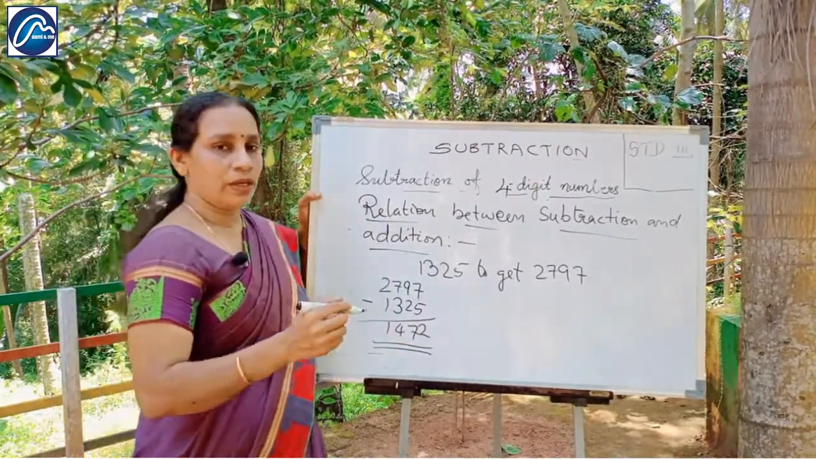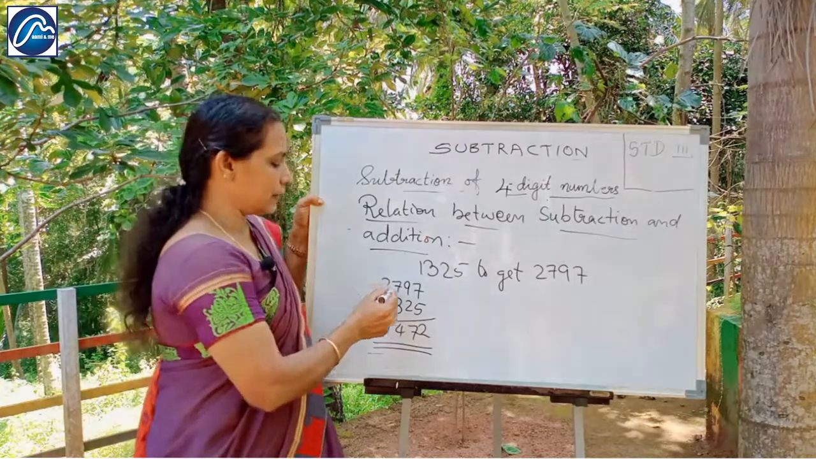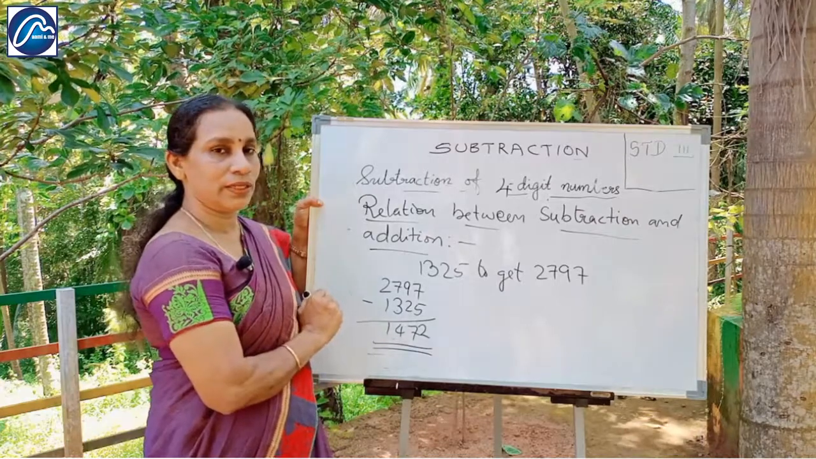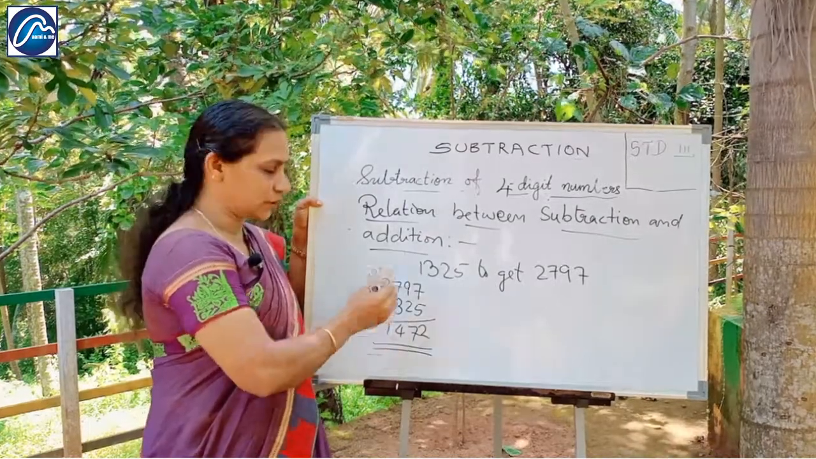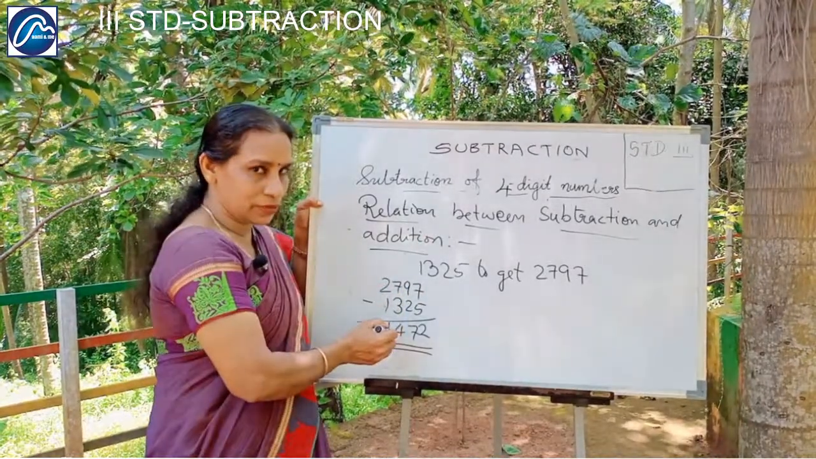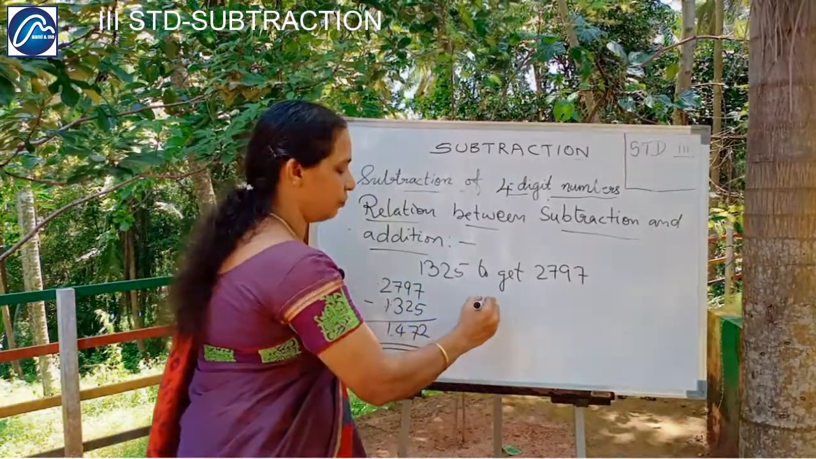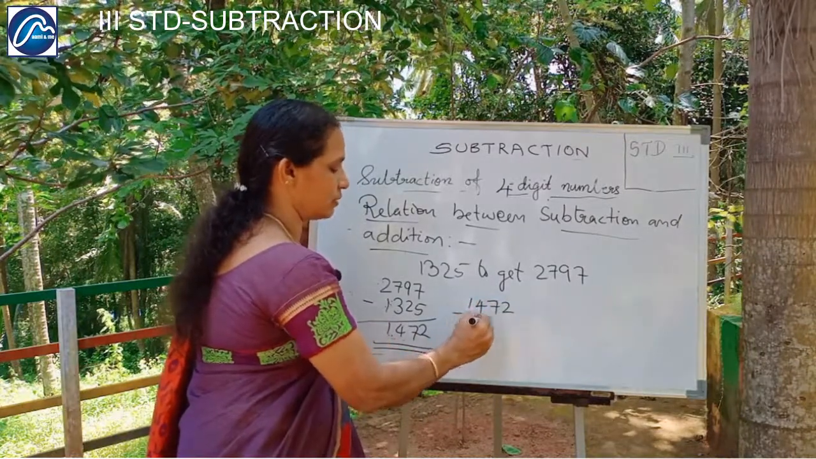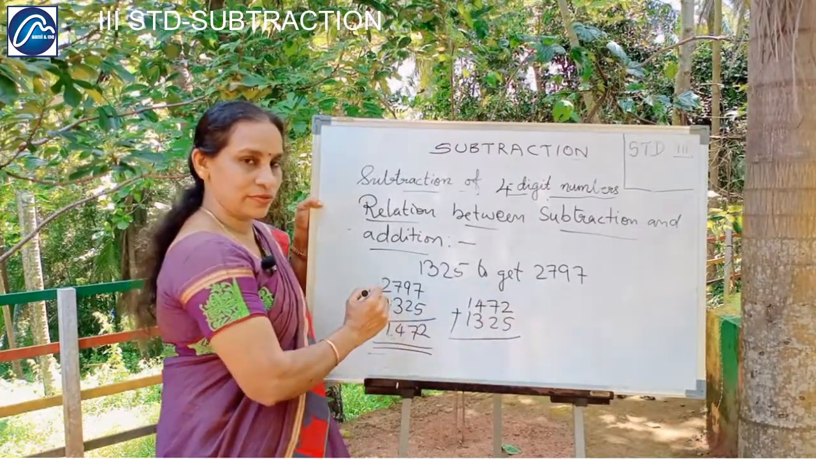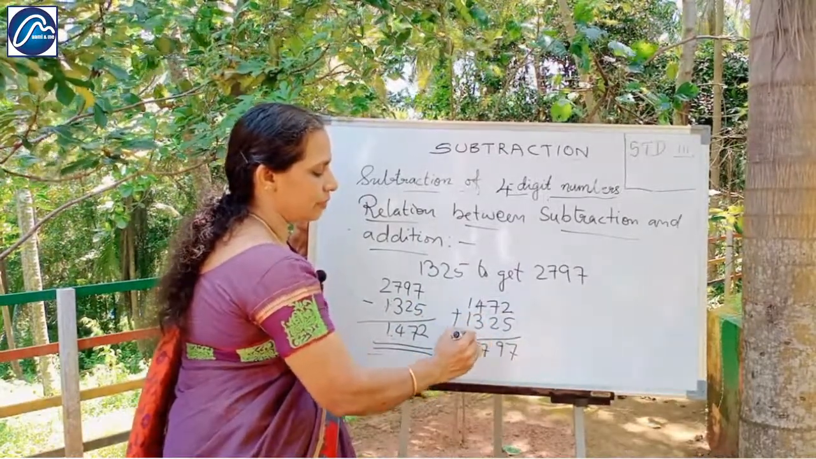Okay. So from this we will get one more thing. If you want to check whether your subtraction is correct, you can use this method. When you add these two numbers, you will get the result. So let us check. 1472 plus 1325. 7, 9, 7, 2.